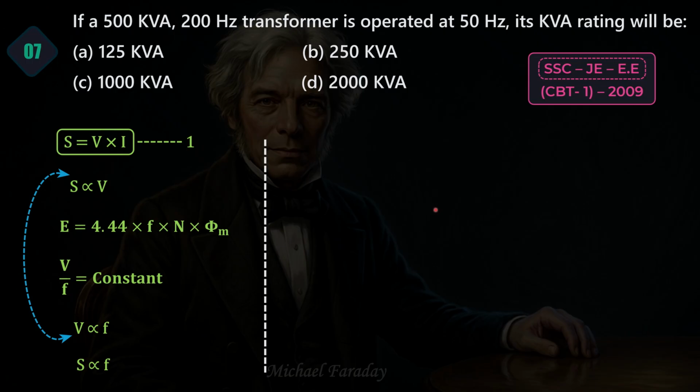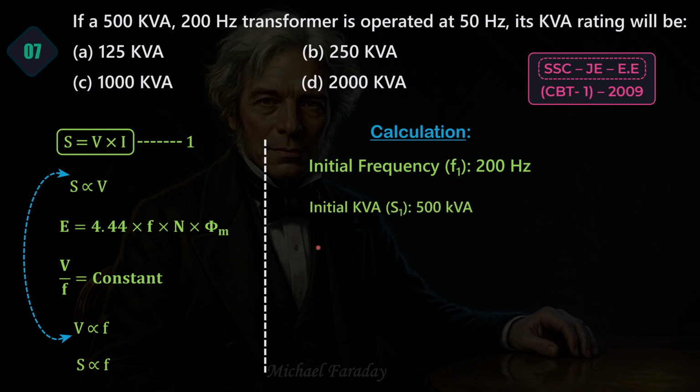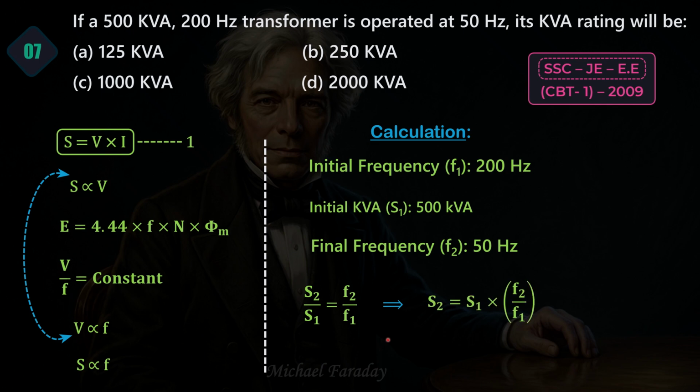Now let us move on to the calculation part. Here, initial frequency F1 is 200 Hz. Initial kVA rating S1 is 500 kVA. Final frequency F2 is 50 Hz. Now we require to calculate the new kVA rating. Let us take the ratio of new kVA rating to old kVA rating. We have an equation like this. Now let us solve it for S2.